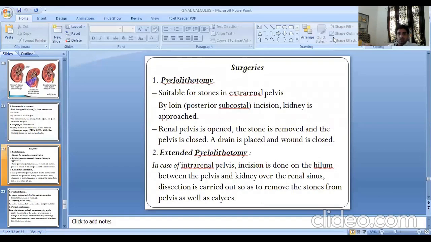Pyelolithotomy is suitable for stones in an extrarenal pelvis. Through a bilateral posterior subcostal incision, the kidney is approached. The renal pelvis is opened, the stone is removed, and the pelvis is closed. A drain is placed and the wound is closed. Second, extended pyelolithotomy: in case of an intrarenal pelvis, an incision is made on the hilum between the pelvis and kidney over the renal sinus. Dissection is carried out so as to remove the stones from the pelvis as well as the calyx.